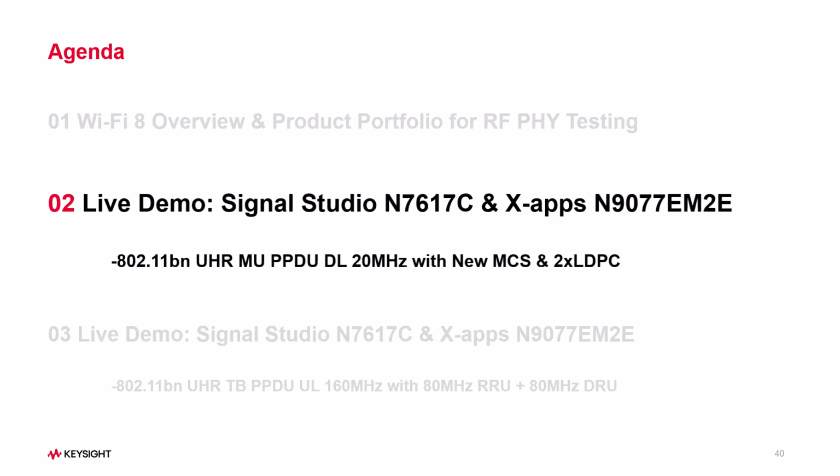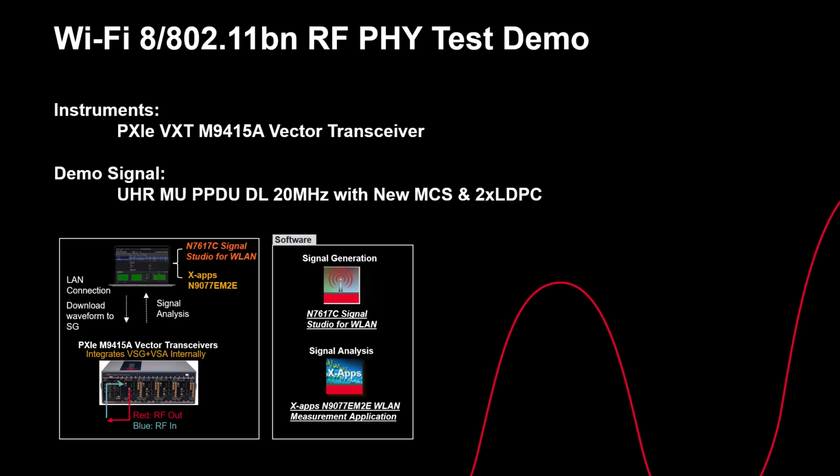I will show you a live demo on how to generate and analyze a Wi-Fi 8 UHR MU PPDU signal. Let's get started. For this demo, I'm using M9415A VXT transceiver here with the signal generator directly connected to the analyzer. Now let's hop into Signal Studio to generate our signal.